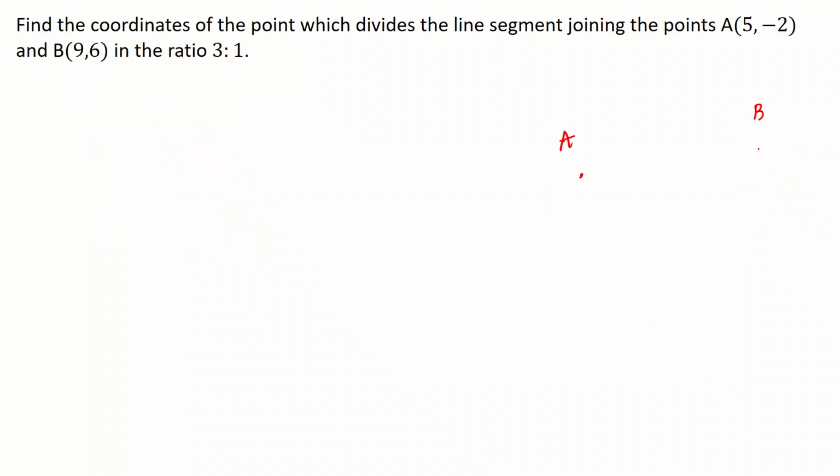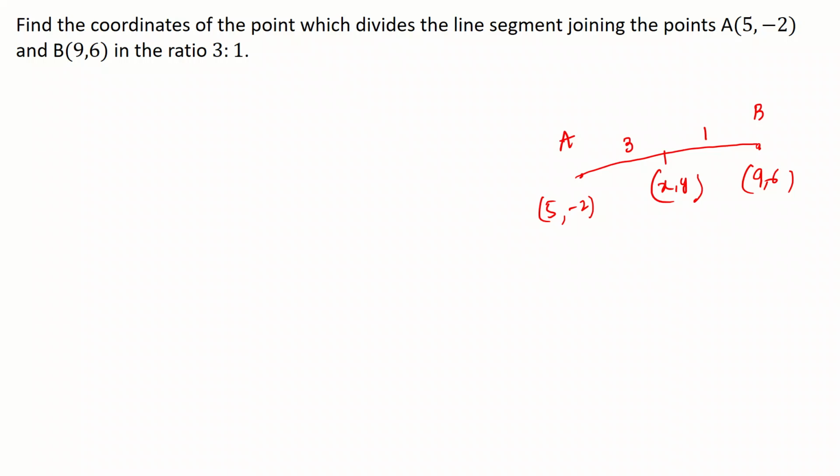Okay, first example: we have a point A and a point B. Suppose this is point A, this is point B. This is 5 comma minus 2, and this is 9 comma 6. We join these 2 points, and the ratio given is 3 is to 1. We have to find this point x comma y. Let me read out the question, I'm sorry I forgot to read it out. Find the coordinates of the point which divides the line segment joining these 2 points in this ratio.